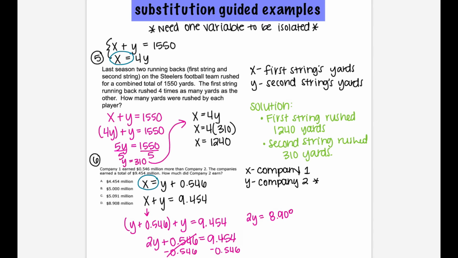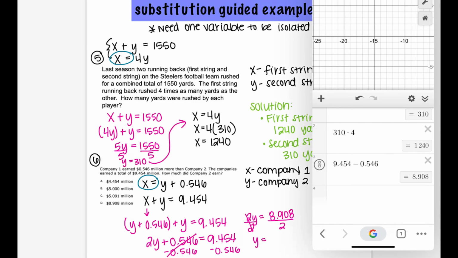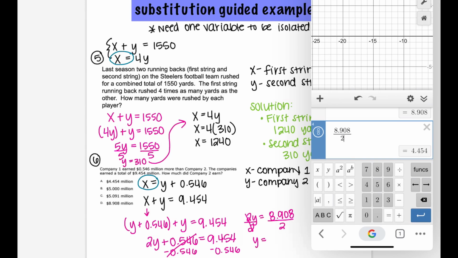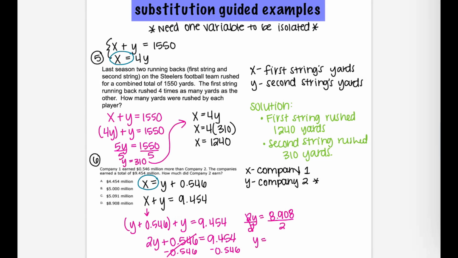Okay, so we have 2Y equals 8.908. And now we divide by 2. So Y equals 8.908 divided by 2, which is 4.454.